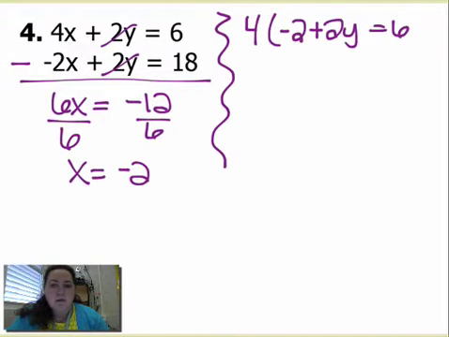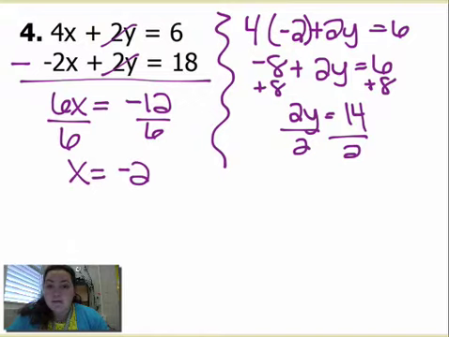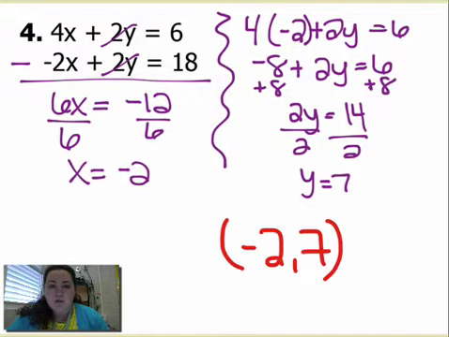I'm going to plug negative 2 into my first equation there. So 4 times negative 2 gives me negative 8, plus 2y equals 6. Add the 8 to both sides. I get 2y equals 14, and then I can divide by 2, so y equals 7. So I get (negative 2, 7).